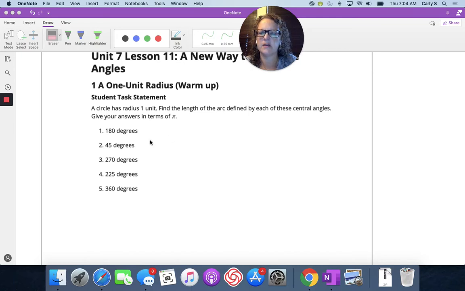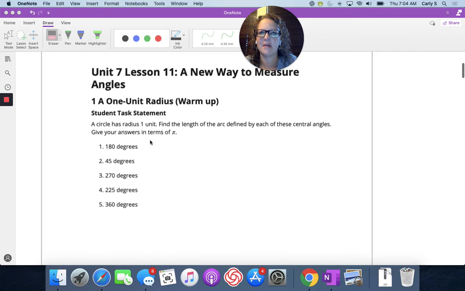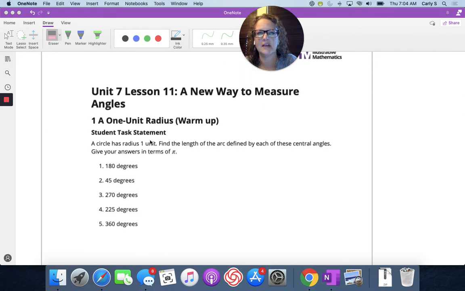Hey there, geometry. We are in Unit 7, Lesson 11, a new way to measure angles. You thought you knew it all about angles, but nope, there's a new way to measure. And it's actually pretty important, and it extends into some other math classes you'll take after geometry is over. But I'm going to start out with just practicing with these first 5 questions and seeing if you can notice a pattern with them.